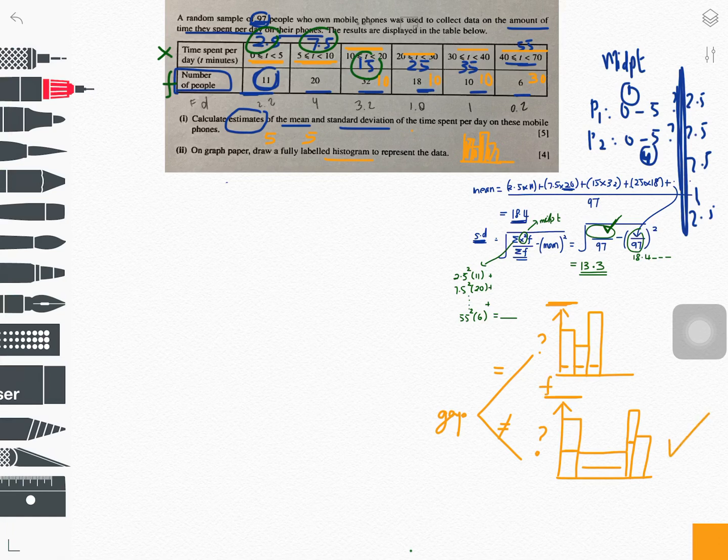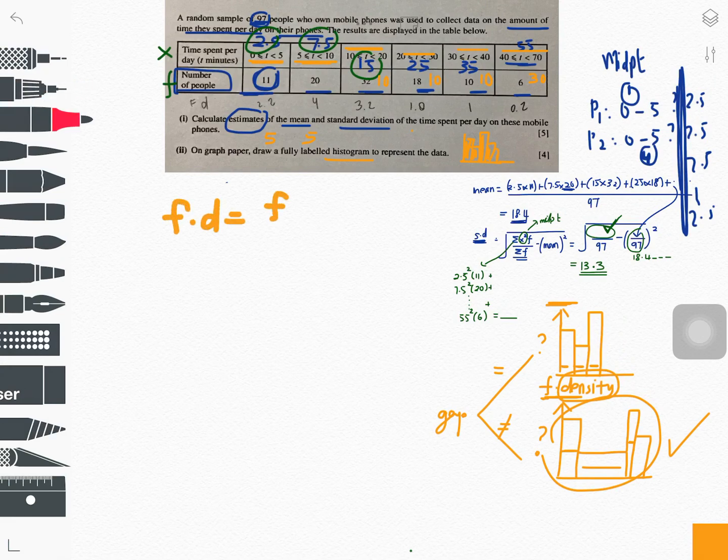So if you are drawing this, you need the frequency density. You have to make the frequency dense so that the area is always the same. How to do this? Frequency density is equal to frequency divided by the gap of the class. Let's check. First one, what is the frequency? 11. What is my gap? 5. 11 over 5 is what? 2.2.